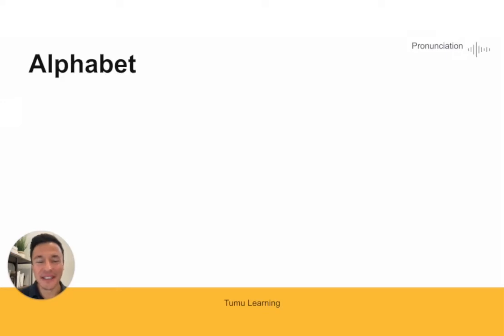The French alphabet isn't very different than the English alphabet. They are the same in writing, but quite different in pronunciation. Let me read the whole alphabet for you.